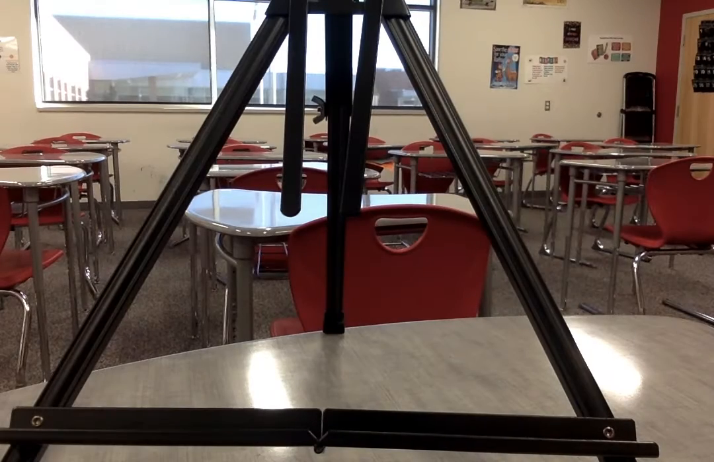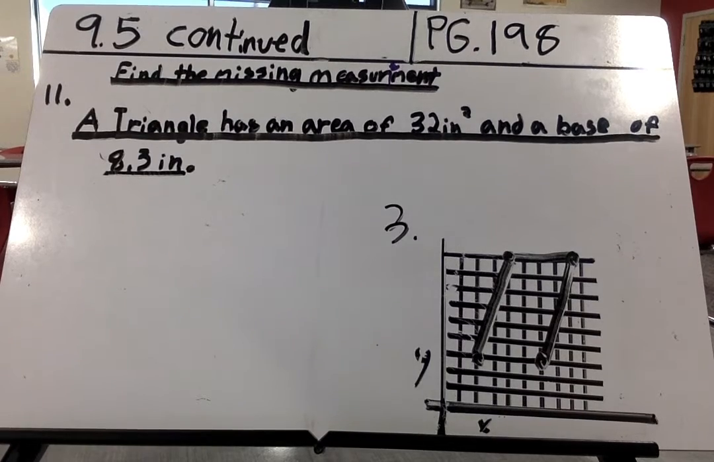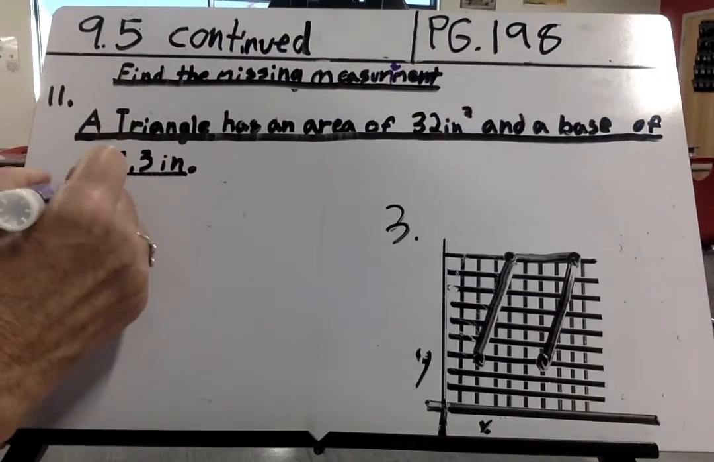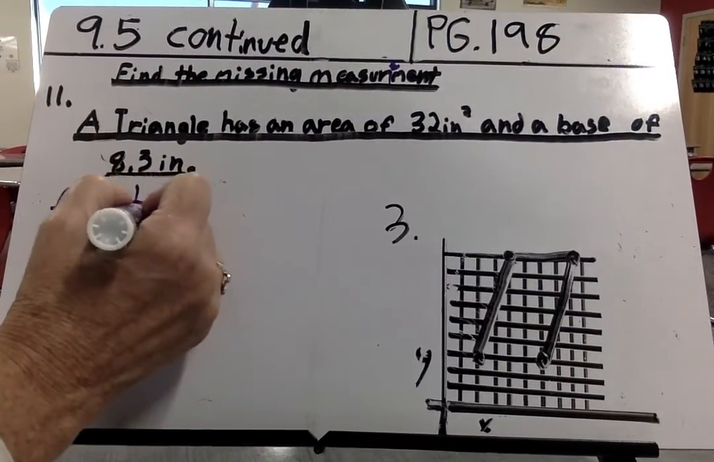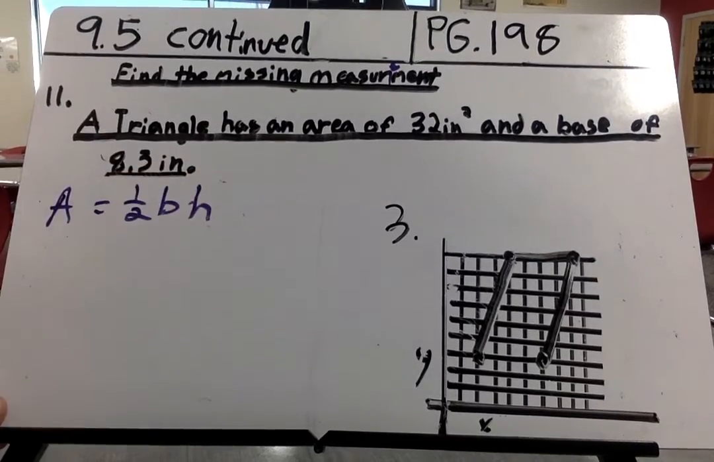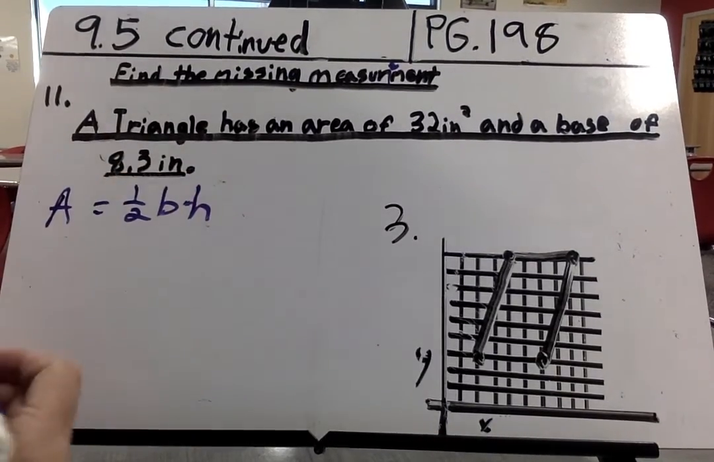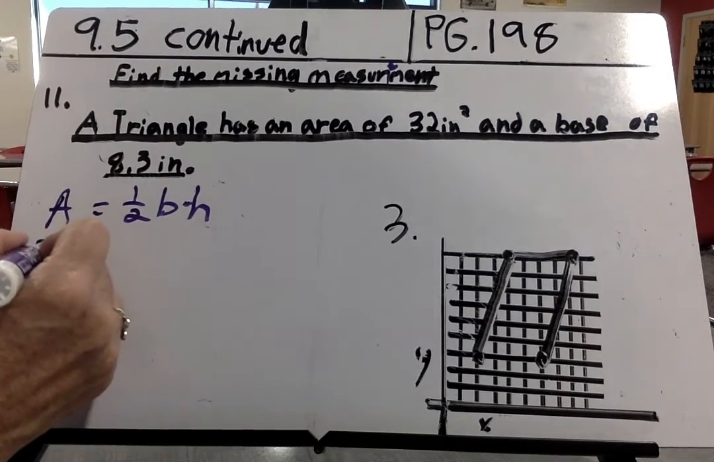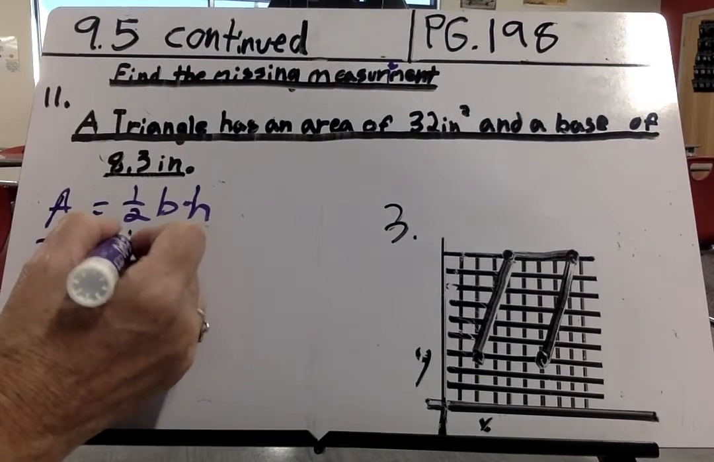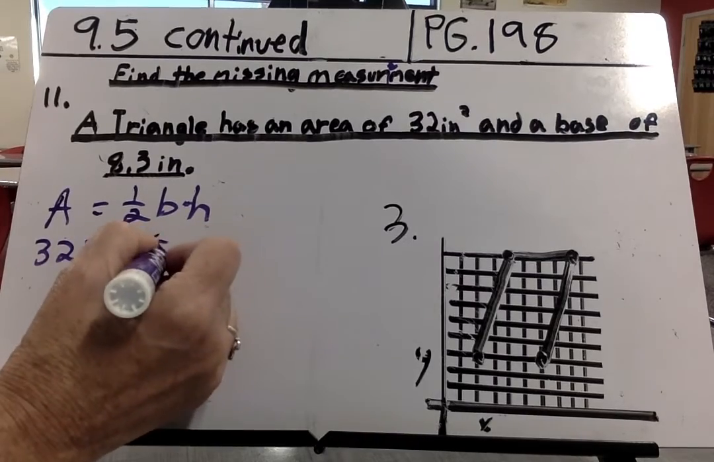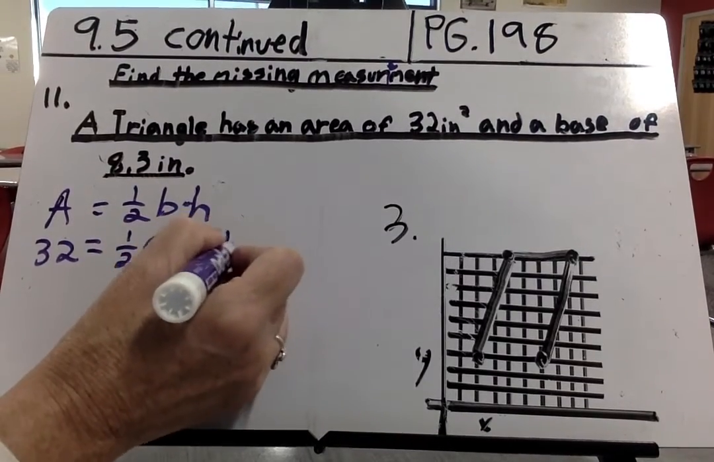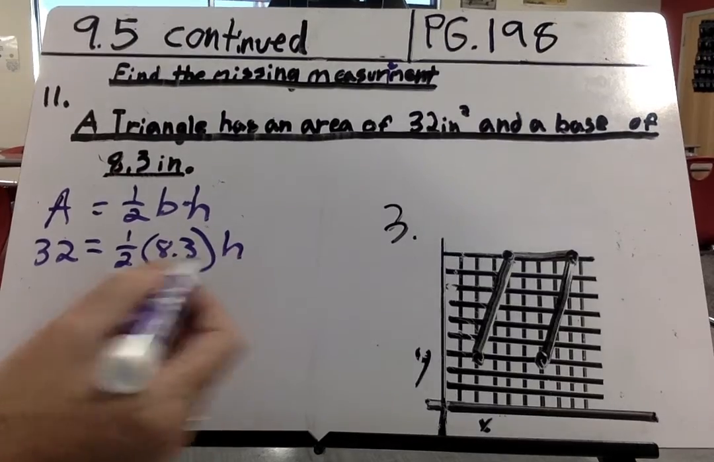Now I can go ahead and go to page 198. We have to determine the shape and then determine what formula we're going to use to solve the problem. Find the missing measurement. All right, a triangle. So we're going to use the triangle formula, 1/2 base times height. The area is 32 inches, and the base is 8.3. So what we don't know is the height. So we're going to solve for h here.